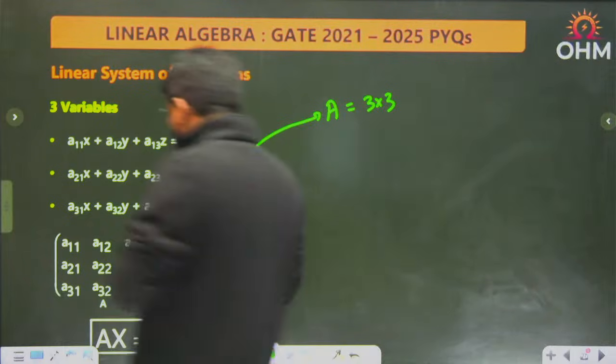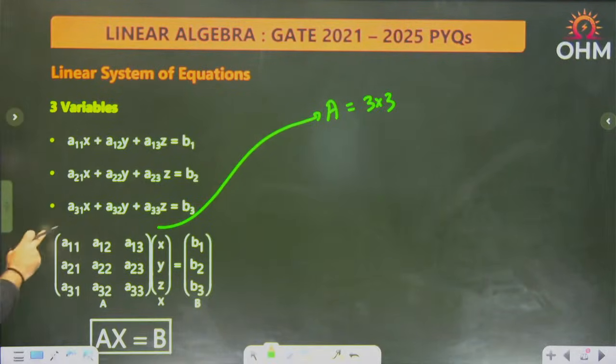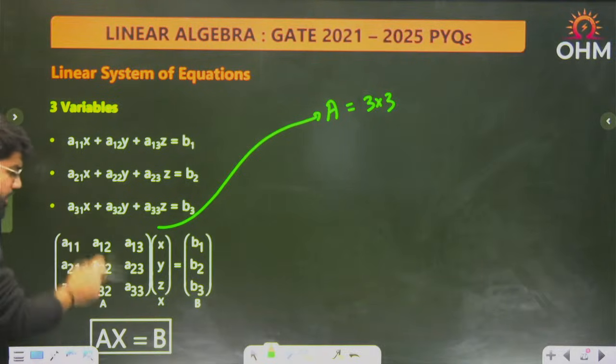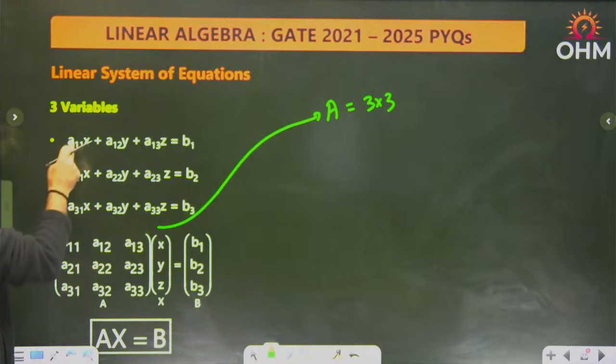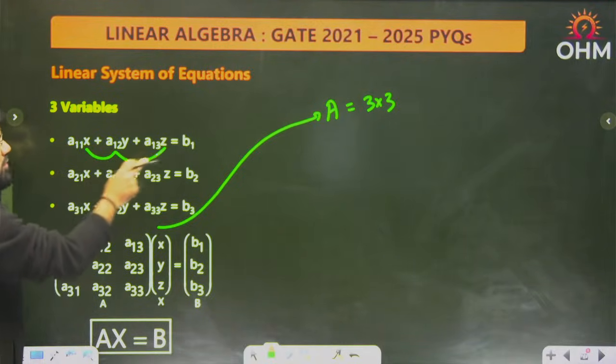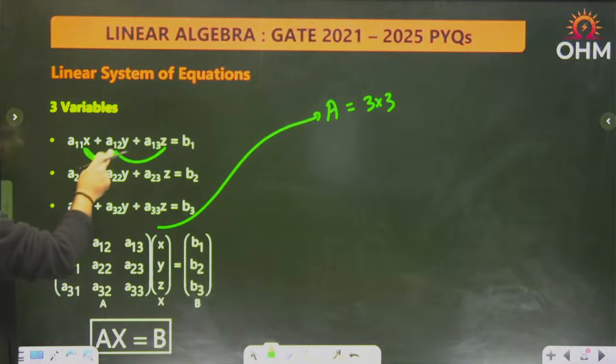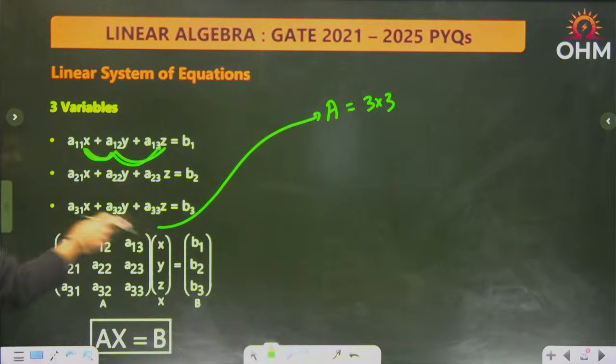Understand how many rows the matrix will have. It has a number of rows corresponding to the number of equations: first row, first equation, second row, second equation, third row, third equation. How many columns? Columns are the number of coefficients in every equation. For every variable you have a coefficient. So you have 3 variables, that is why 3 entries, 3 columns.